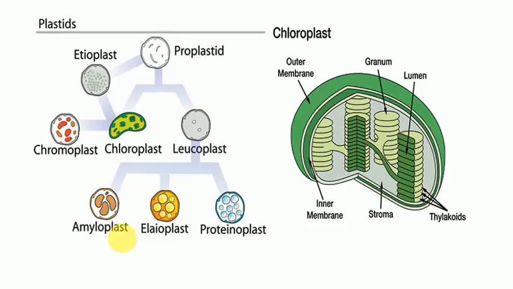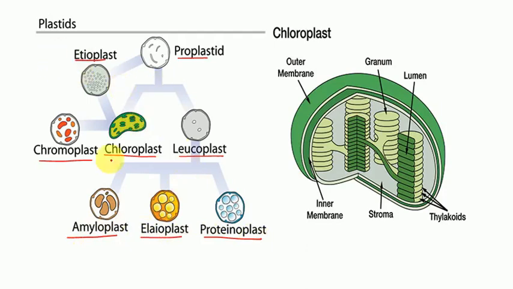You can see this figure. This is the proplastid, from where these plastids originate. Then etioplast, from which chloroplast forms. From the proplastids, chromoplast, chloroplast and leucoplast are formed. From leucoplast, amyloplast, elaioplast and proteinoplast are formed.